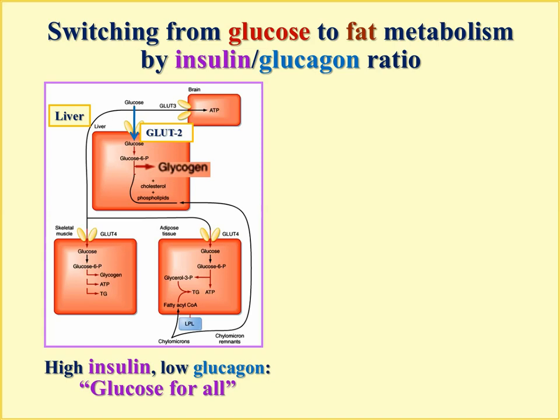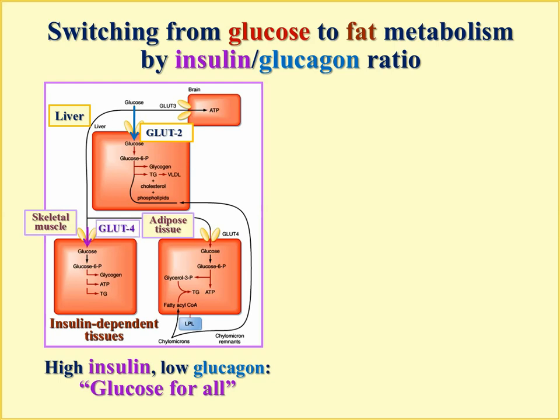And part of glucose can be converted, especially excessive glucose, converted to fats, to triglycerols. Then, for insulin-dependent tissue, now exactly into skeletal muscle cells and adipose tissue cells, insulin contributes to insertion of GLUT4. And this GLUT4 is used for formation of glycogen in the muscle cells and entry of glucose into fat cells and formation of triglycerols. So in this situation, glucose is available for all the cells.